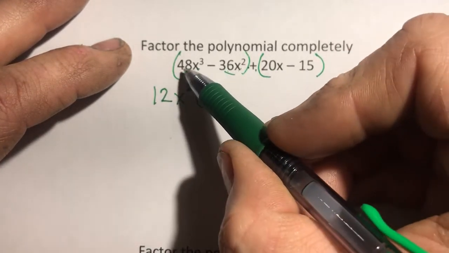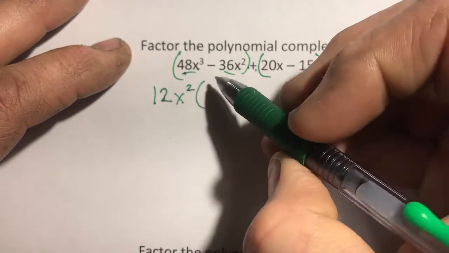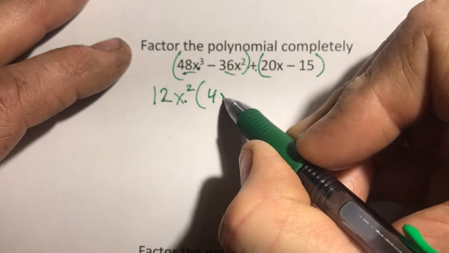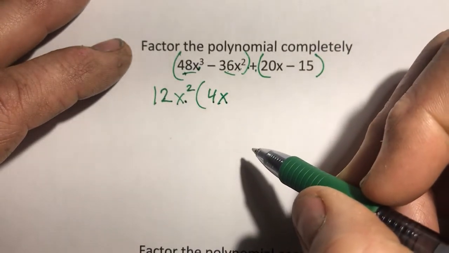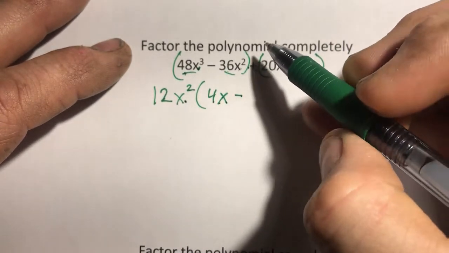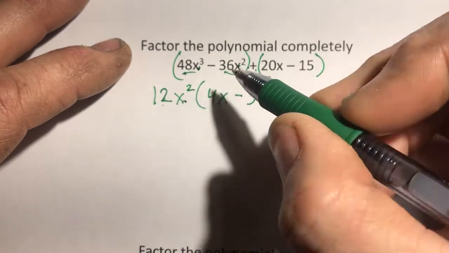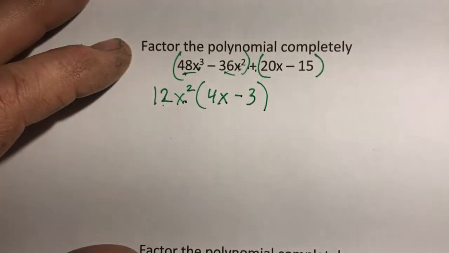So when I factor it out, 48 divided by 12 would be a 4. Then I got x to the third. I'm dividing out x squared, so it's going to leave me an x. Then I've got this minus. 36 divided by 12 is 3. And I've got x squared. I'm dividing out x squared, so there you go, 4x minus 3.